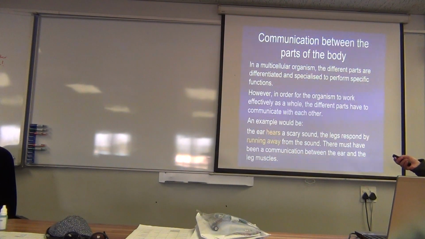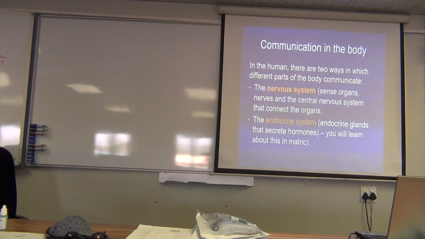Okay, right, so if the ear hears a scary sound, the legs respond by running away from the sound. So there must have been communication between the ear and the leg muscles. Okay, right. So in the human, there are 2 different ways in which the different parts of the body communicate.